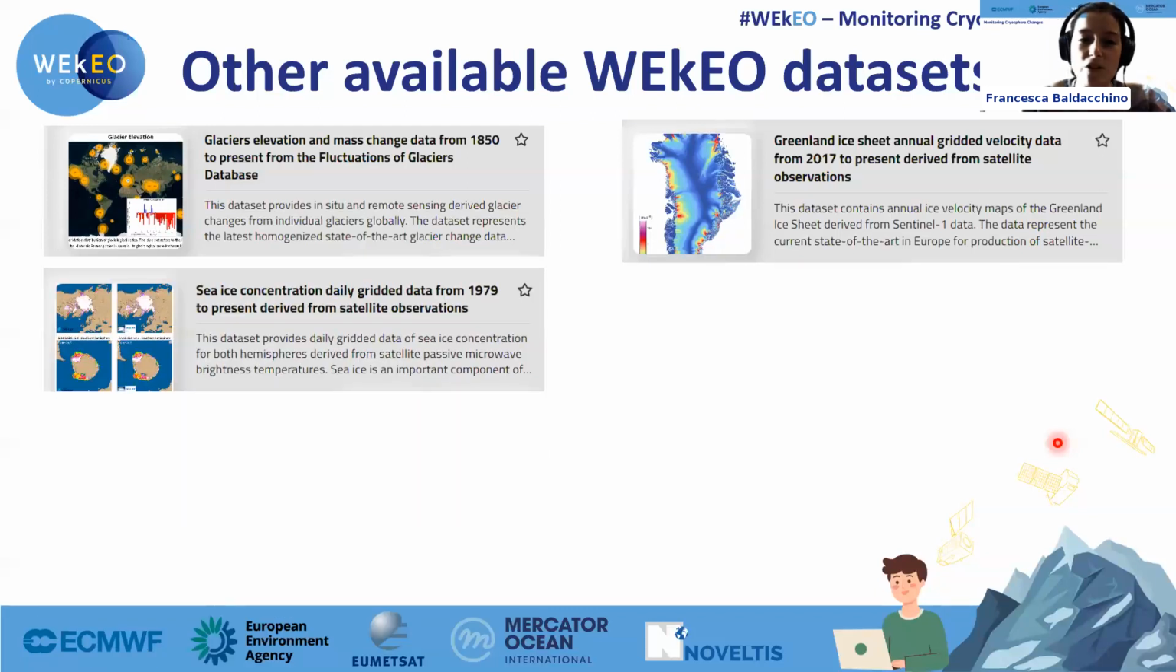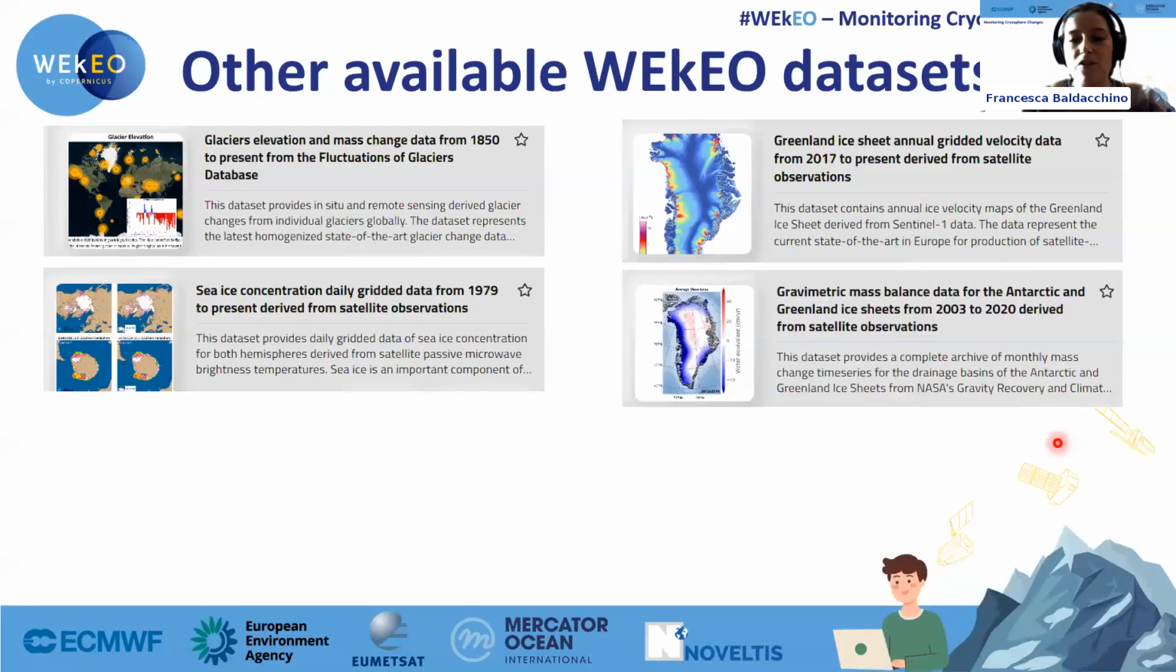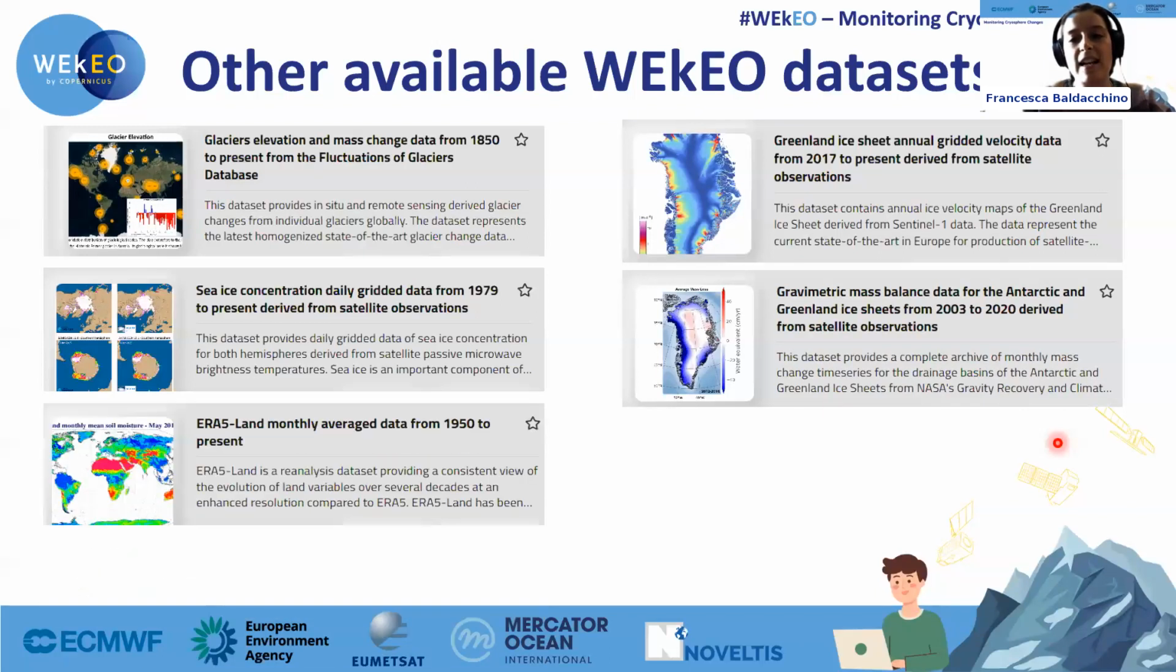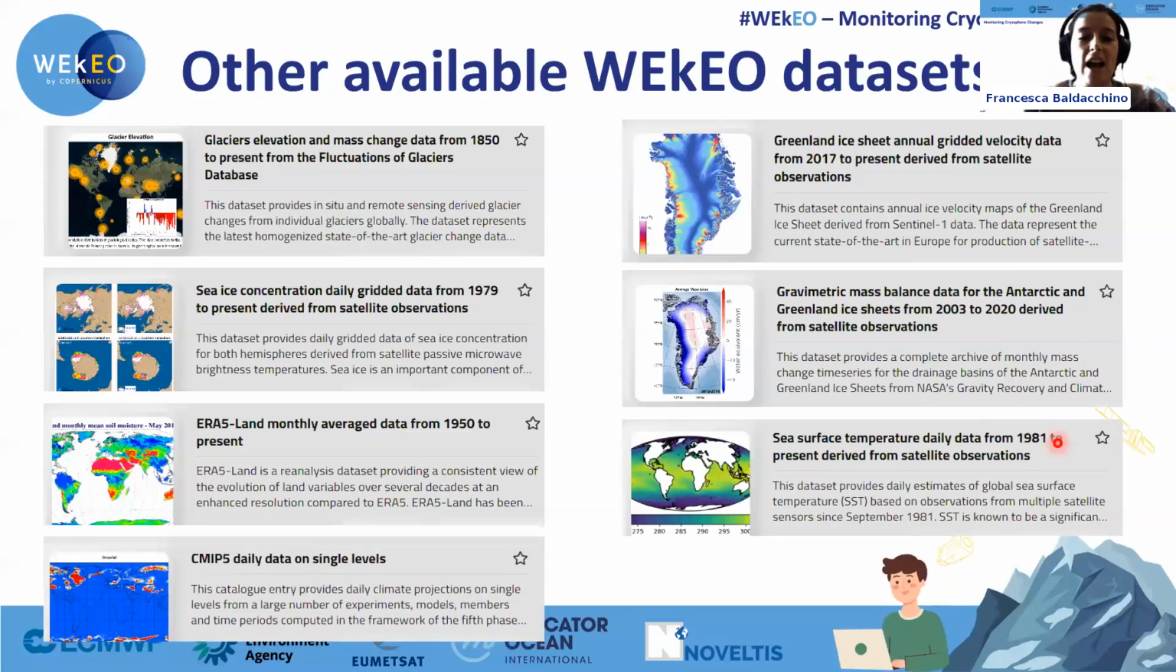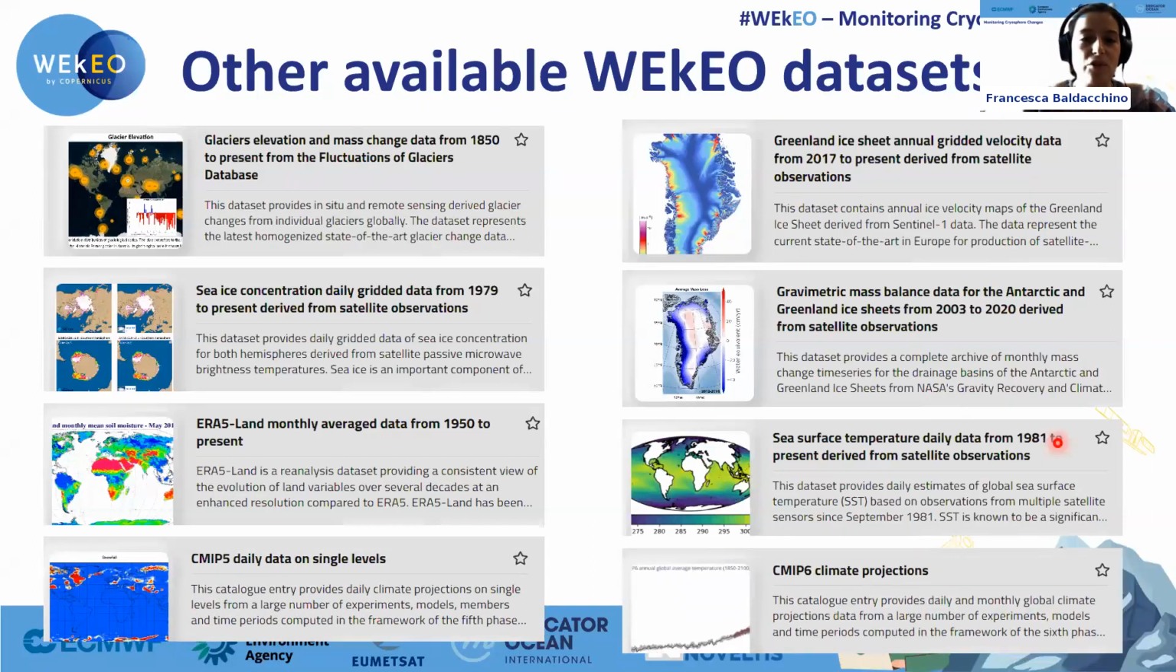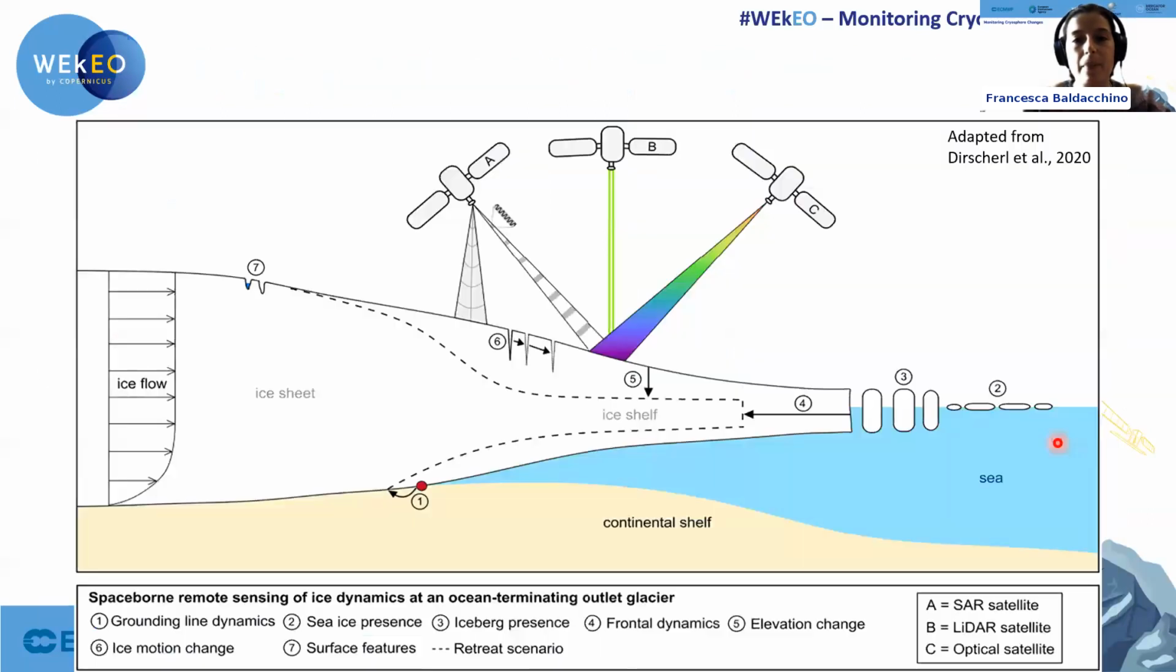You can also look at sea ice concentration. You can look at the gravimetry mass balance data set as well for Greenland and Antarctica. And again, as Tobias mentioned before, we can monitor these changes in ice in the cryosphere, but what is driving these changes in the cryosphere? WEkEO provides climate data sets such as sea surface temperature and ERA5 land monthly temperature, and it also provides some projection data sets such as CMIP6 and CMIP5, which is what the IPCC reports use to try and project changes in the climate and the cryosphere.